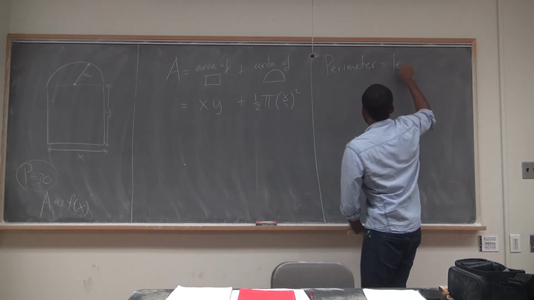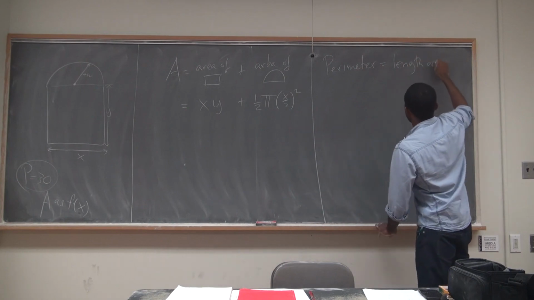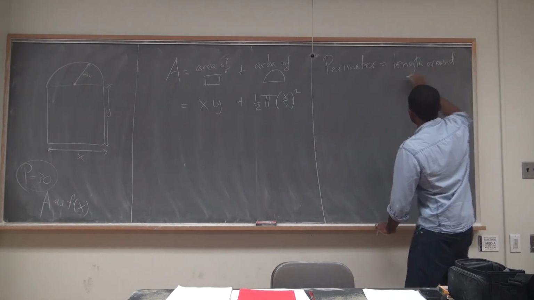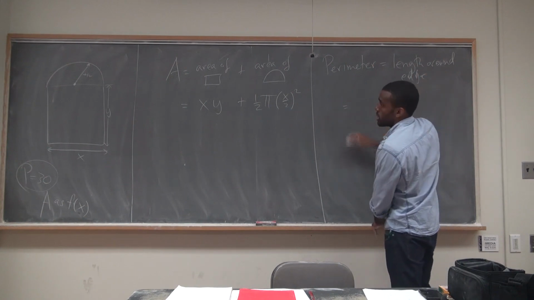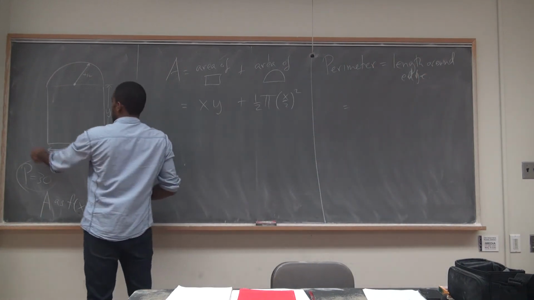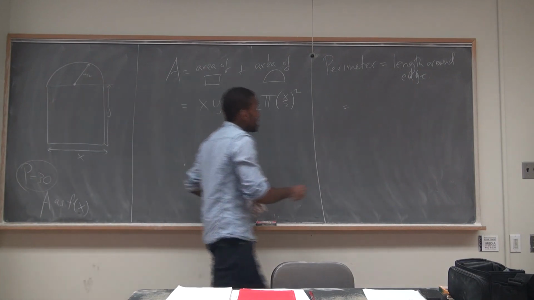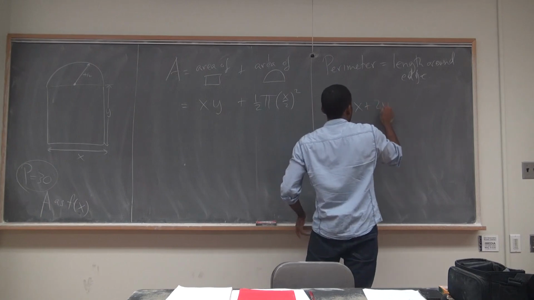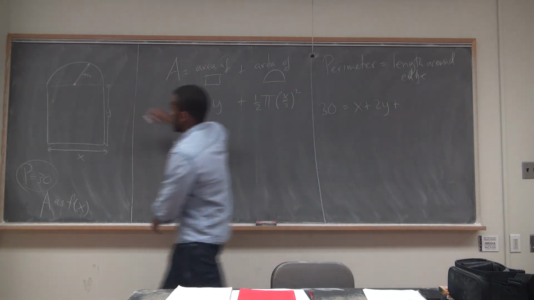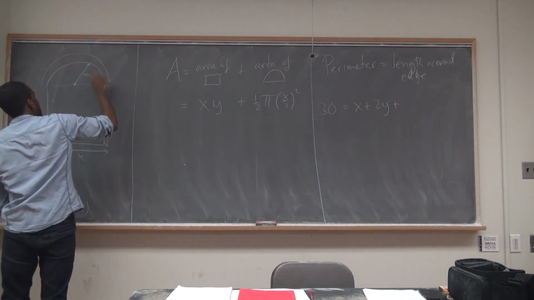Perimeter is the length around the edge, right? Length around edge: 2y plus 2y. So this would be x plus y, so that's already x plus 2y. So I know that that's 30. So 30 is equal to x plus 2y plus, what's the length around here?